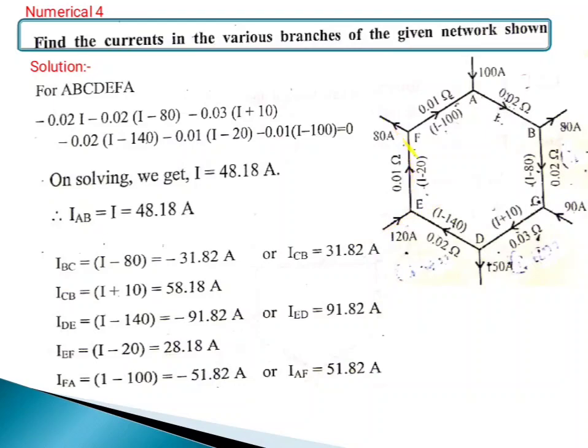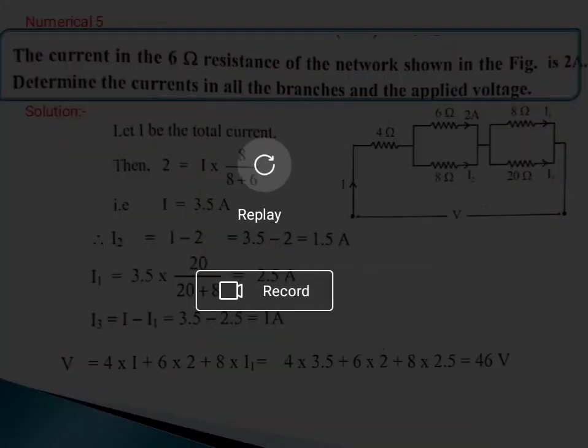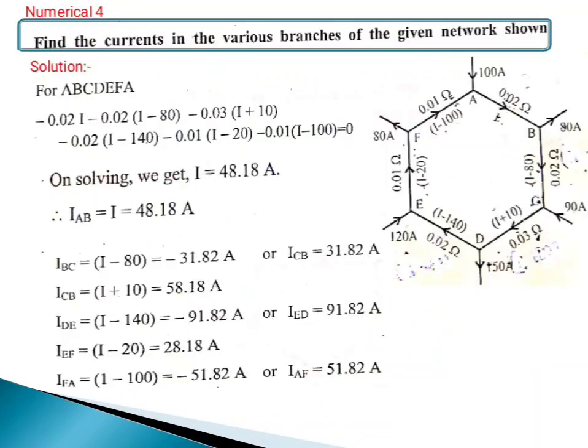Here 80 amps is going out. As it is already I minus 20, minus 80, the current I minus 100 is flowing here. So all the resistors are already represented here.